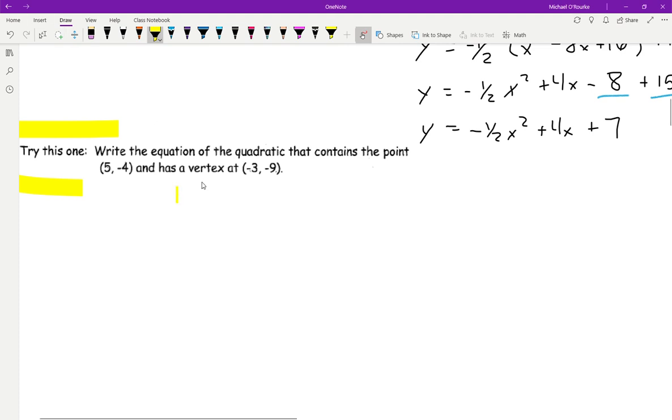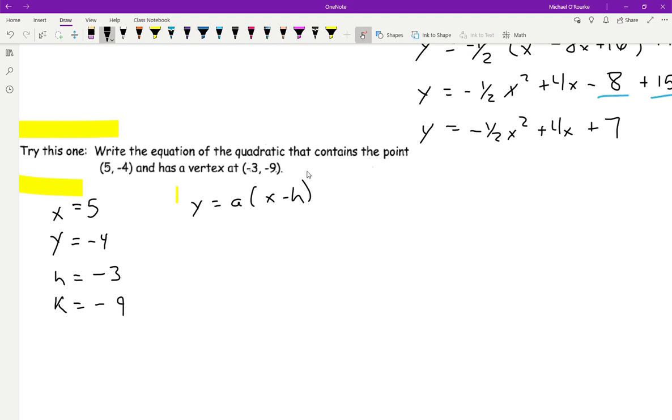Alright. I'll take that. That's enough time for people. So, if I list everything here, that's my 5. That's my -4. This is my h. And this is my k. So if I were to fill in my formula, it would be -4 = a(5 + 4) squared minus 9.